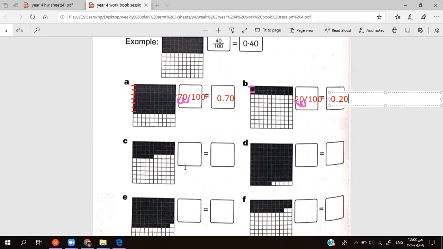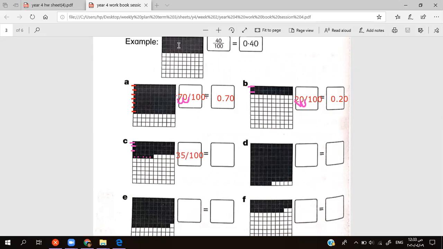I'll do C with you and then you do D, E, F. Let's see how many in C. There is 10, 20, 30, and then this one is not complete. So I'm gonna count by 1: 31, 32, 33, 34, 35. So how many are colored? 35. 35 from how many? From 100.